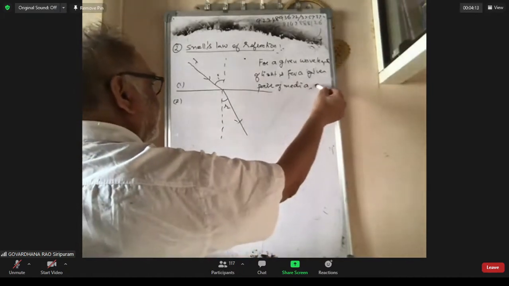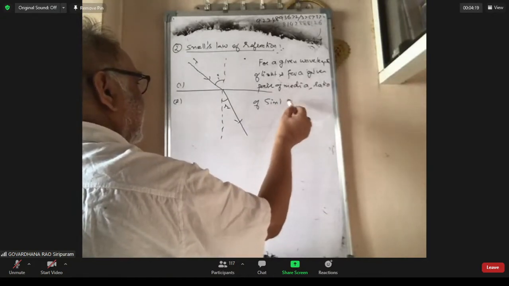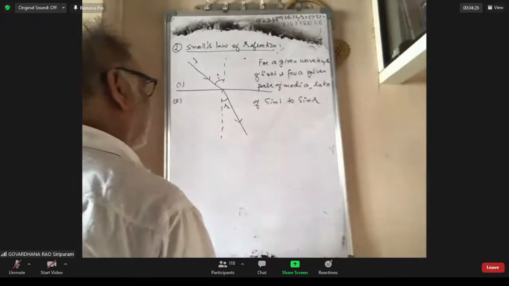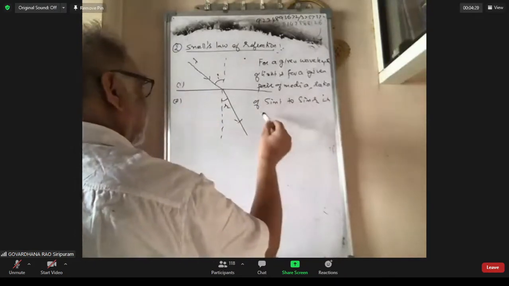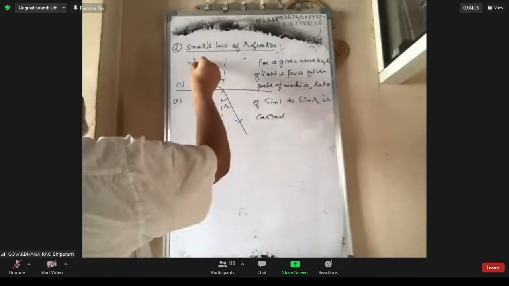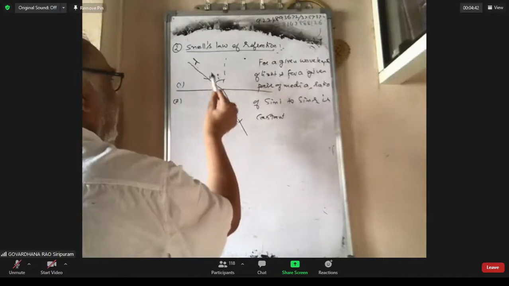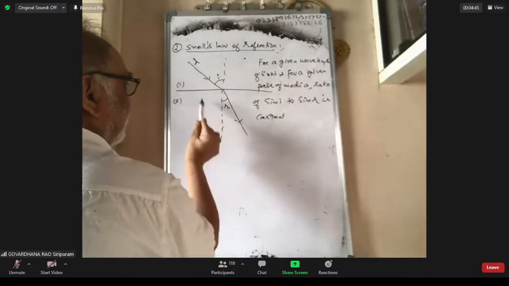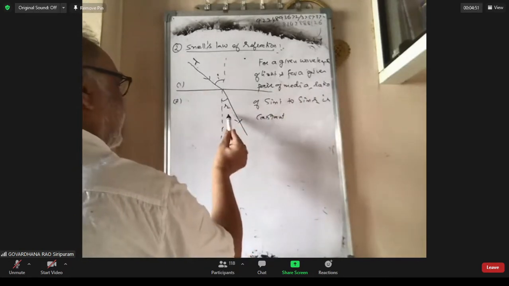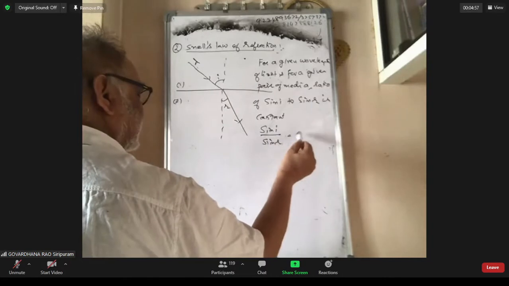Ratio of sin I to sin R is constant. So for a given wavelength of light and for a given pair of media, this is a pair of media, the ratio of sin I to sin R is constant. Sin I by sin R is constant.